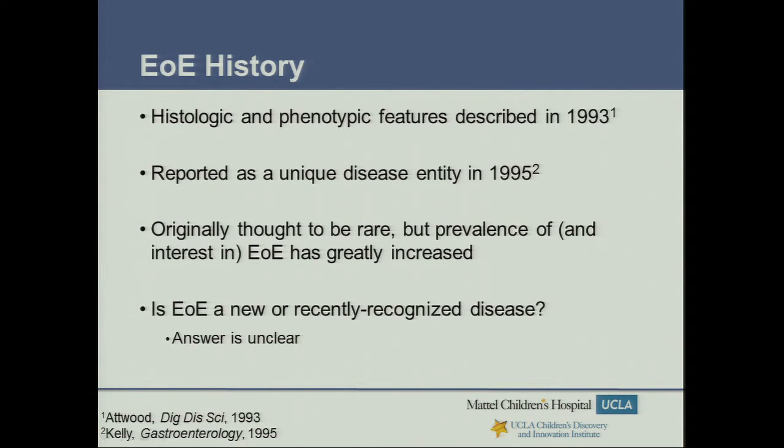I mentioned at the start of the talk that a number of you probably didn't even learn about EoE during your training, and that's because it's a relatively newly described disease. The histologic and phenotypic features were first described in 1993, and it was reported to be a unique disease entity in 1995. Originally, EoE was thought to be quite rare, and we've now seen that the prevalence of EoE is greatly increased, and part of that is because there's been an increase in the interest in EoE.